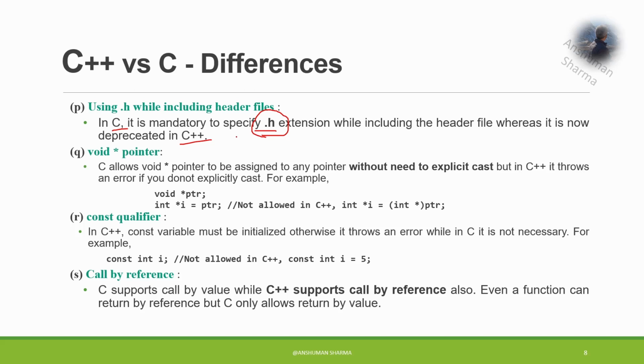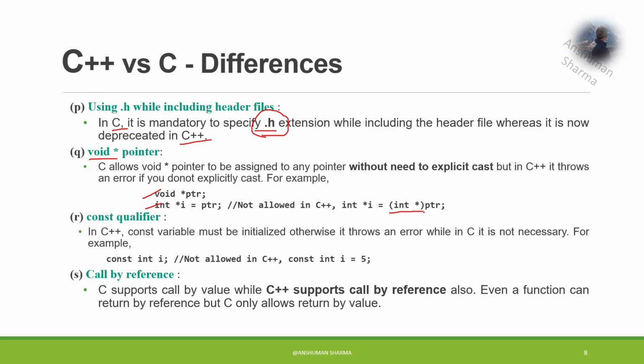Similarly, void pointer is an important concept. We can add it as a differentiator. Now C allows a void pointer to be assigned to any pointer without the need for an explicit cast. So you can consider this statement, void star pointer. It is a pointer of void type. Now if you write the same in C, it is allowed, int star i is equal to it, because it will be converted without the need for an explicit cast, but C++ will throw an error over here. So in that case, if you write it like this, only then will it be allowed.